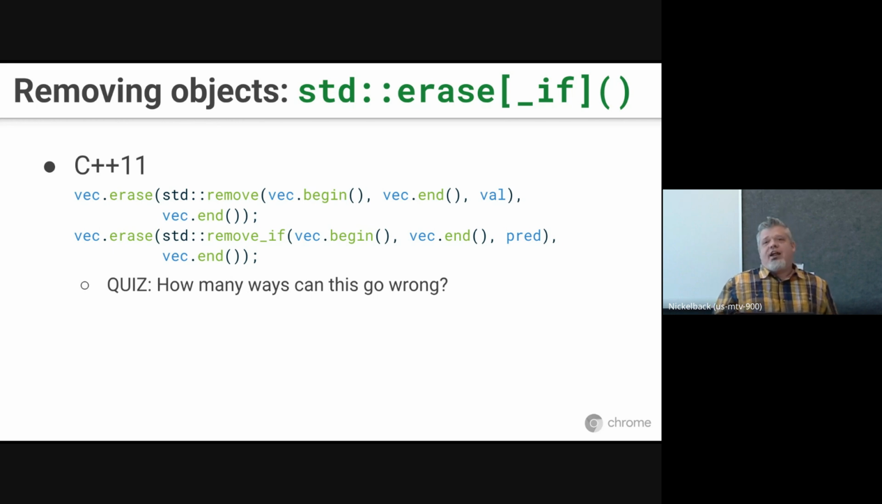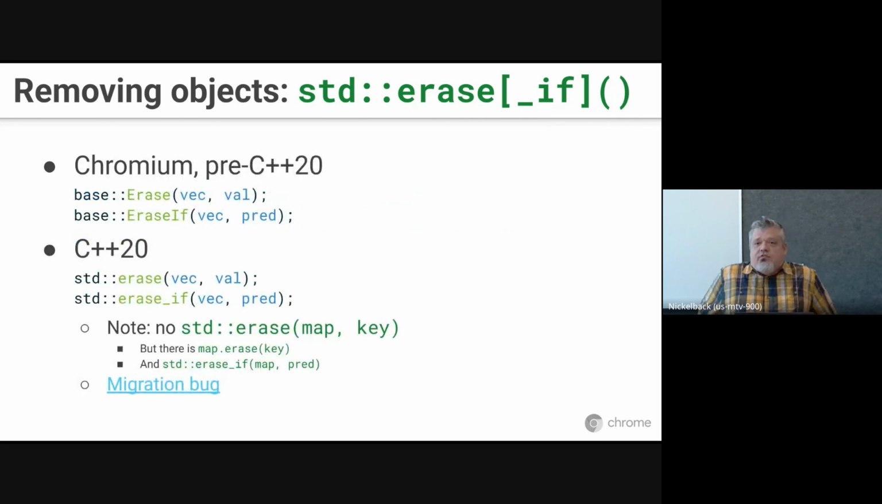So now that I have thoroughly motivated why this is evil and you should never call erase remove, which we do several hundred times the last time I checked in Chrome, take a look at the much better ways of doing this in Chrome. Before C++20, we added base erase and base erase_if. These erase a value or erase all the things that match this predicate. These are just so much safer.